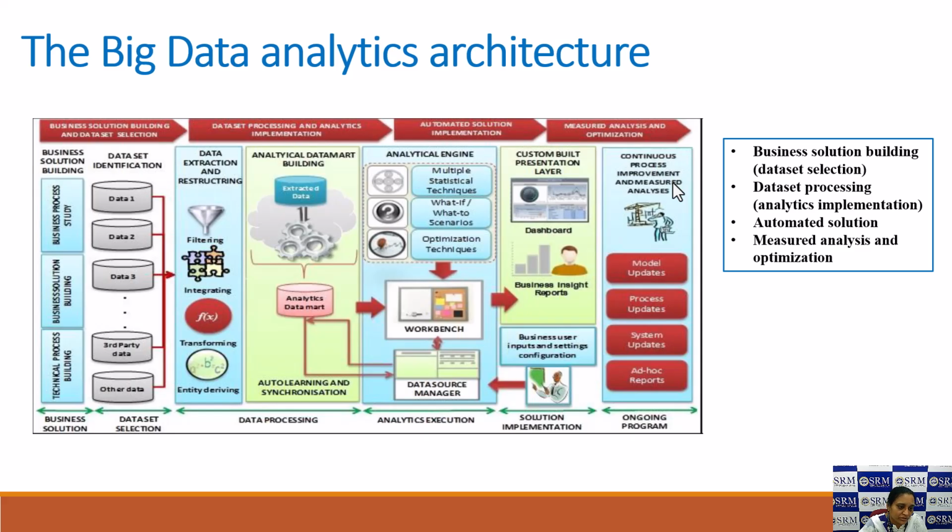If you could see business solution, technical process building, business solution building, business process, because big data analytics is always business oriented. And for data set collection, we have to collect from various sources. That's what I told you, not one source. So data 1, data 2, data 3, third party, another data. So many data sources from which we collected. That's called data ingestion. As a part of data processing, the first part is data extraction and restructuring, then filtering, integrating, transforming, and entity deriving. These are the basic data processing steps.